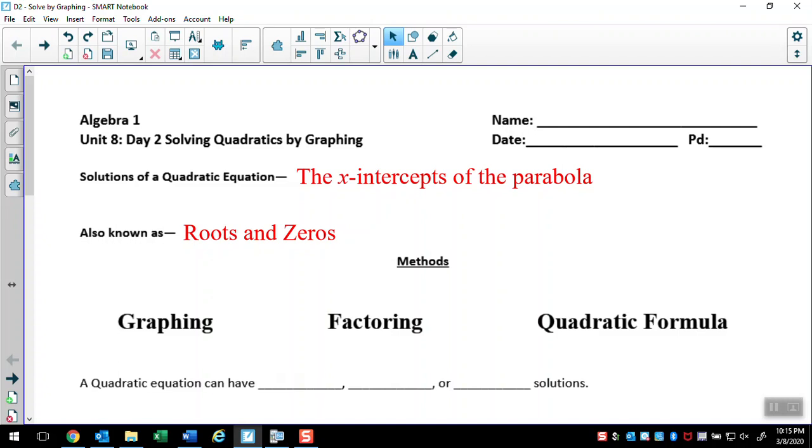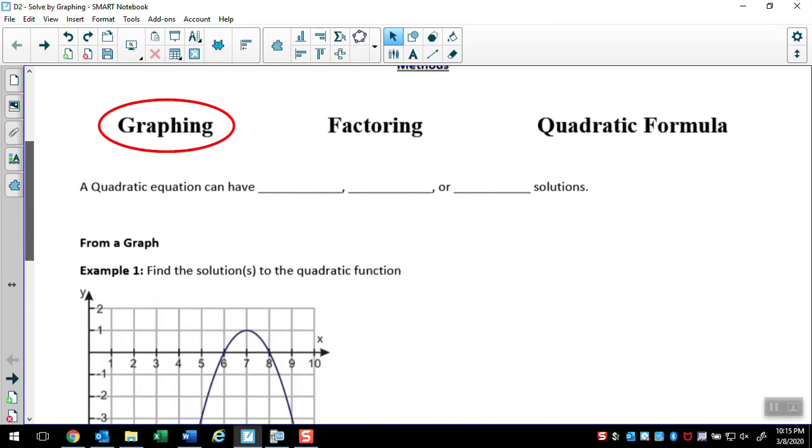So the method we're going to discuss today is graphing. Over the course of the next few classes, we'll also be talking about factoring and then the quadratic formula. A quadratic equation can have none, one, or two solutions. We talked about this in the Day 1 set of notes, so you can always go back and look at what those should look like if you need to.